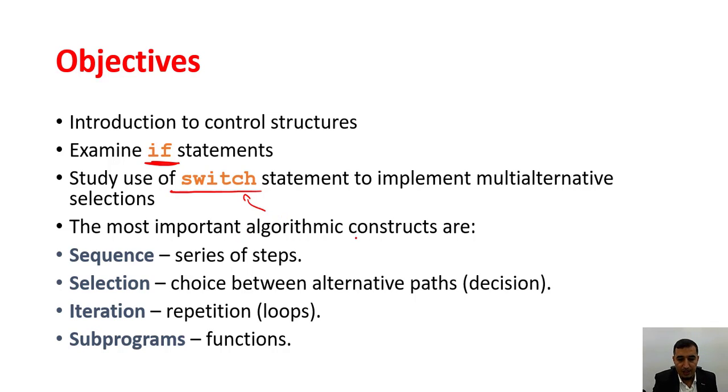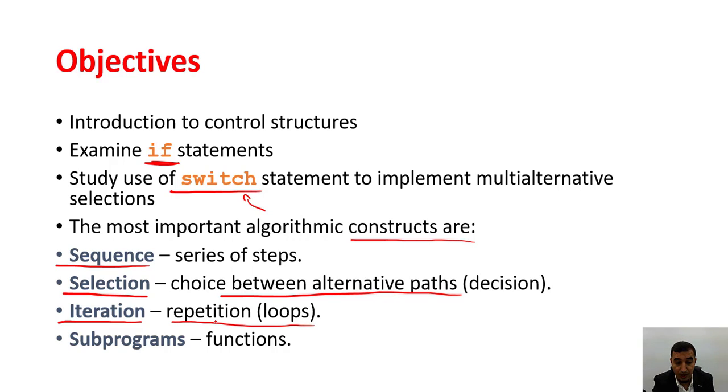So the algorithmic structures of programming are basically the following: either sequencing, which we talked about earlier in module number 2, or selection, which is a choice between two alternative paths or many alternative paths. Then we have iteration, which is basically repetition and loops, which we will be discussing in week number 9. And finally functions, which we will consider in module number 4.